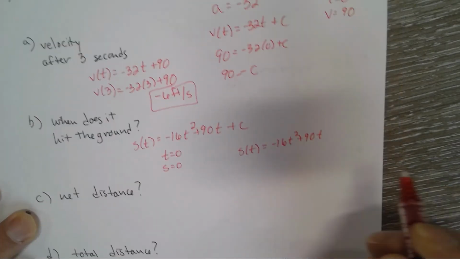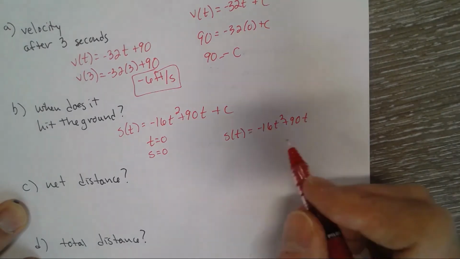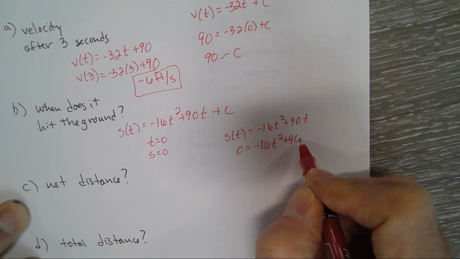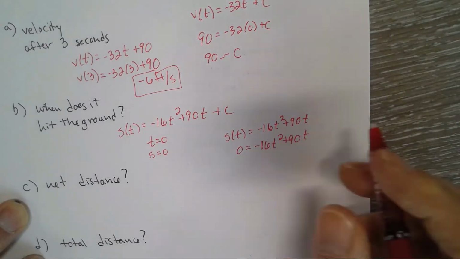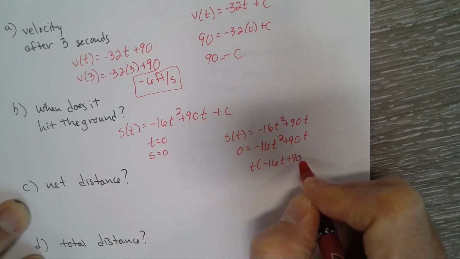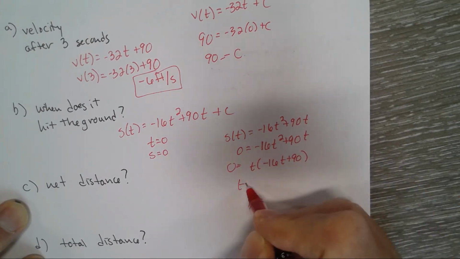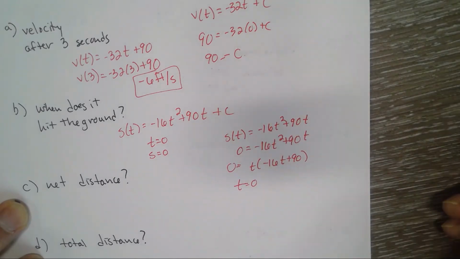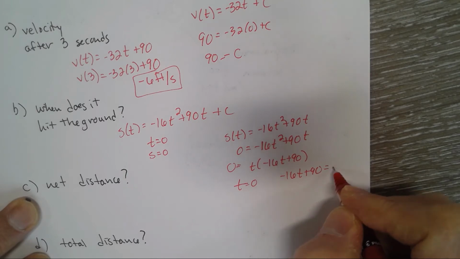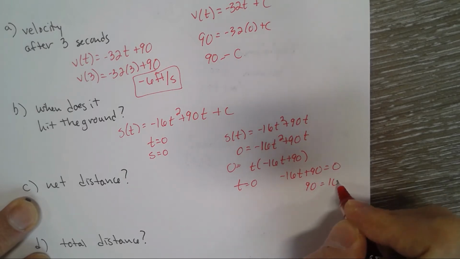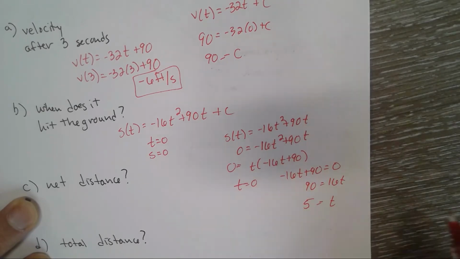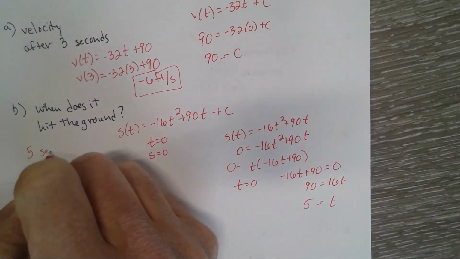So our position equation is this, and we want to know when it hits the ground, so set it equal to 0 and solve for t, and that'll be when it hits the ground. I'm going to pull out a t. So we know t is 0, and we can set this other factor equal to 0 also. So t would be, is that 5? So when does it hit the ground? 5 seconds.